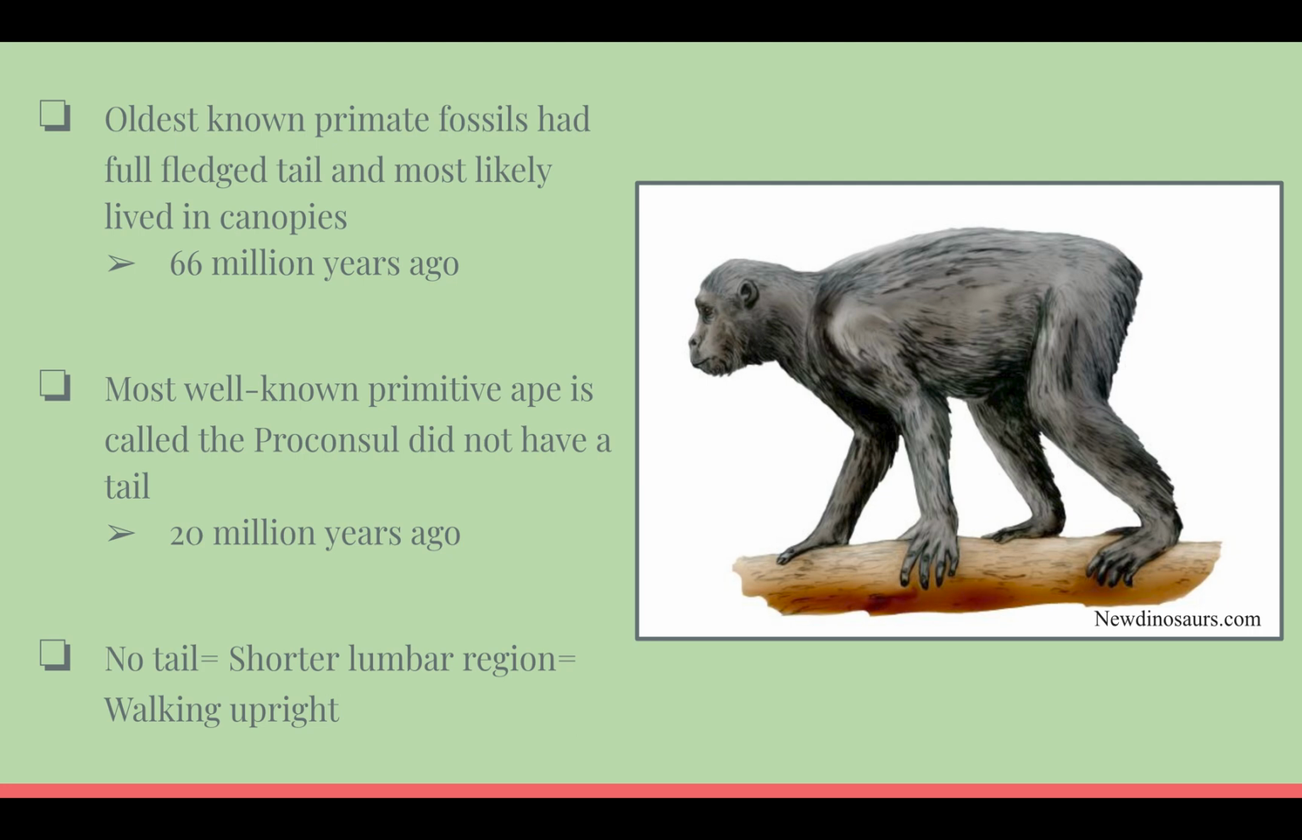But the most primitive ape that we know of is actually about 20 million years old and no longer had a tail. This ape was called the Proconsul, and to the side you can see a picture of what it most likely looked like. And lastly, biologists also found that the reason apes could walk upright was most likely due to having a shorter lumbar region because of the absence of the tail. And so from that, we can deduce why humans do not have or need tails.